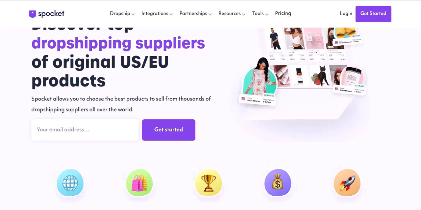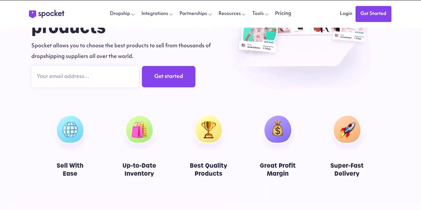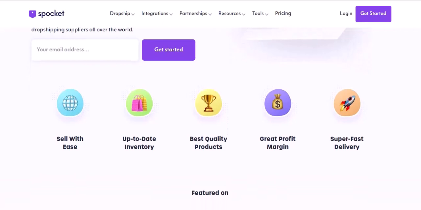In this video, we'll break down the entire withdrawal process step by step, making sure you get your hard-earned earnings without any hassle. Understanding Spocket payouts. Before we jump into the nitty-gritty, let's talk a bit about how Spocket handles payouts. Unlike some other platforms, Spocket utilizes Stripe for secure and reliable money transfers.